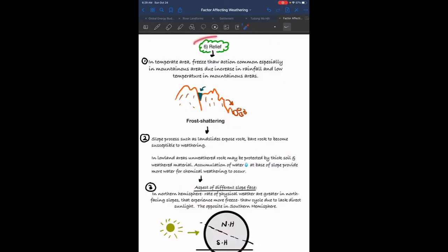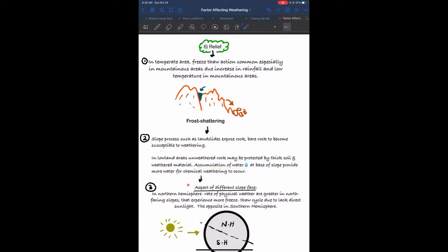Okay, the sixth factor is relief. Relief is just the angle of the slope. In temperate areas, freeze-thaw action is common, especially in mountainous areas, due to increased rainfall and low temperature, as shown. Secondly, slope processes such as landslides expose the rocks, so the rocks remain bare and become susceptible to weathering. In low-lying areas, unweathered rocks may be protected by thick soil and weathered material. Accumulation of water at the base of a slope also provides water for chemical action to occur.